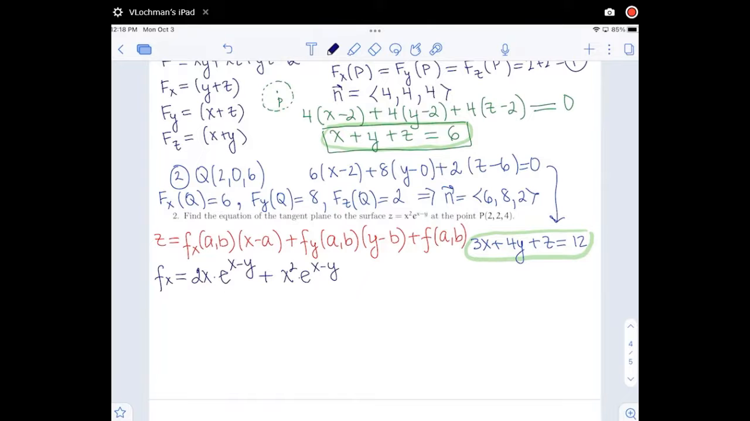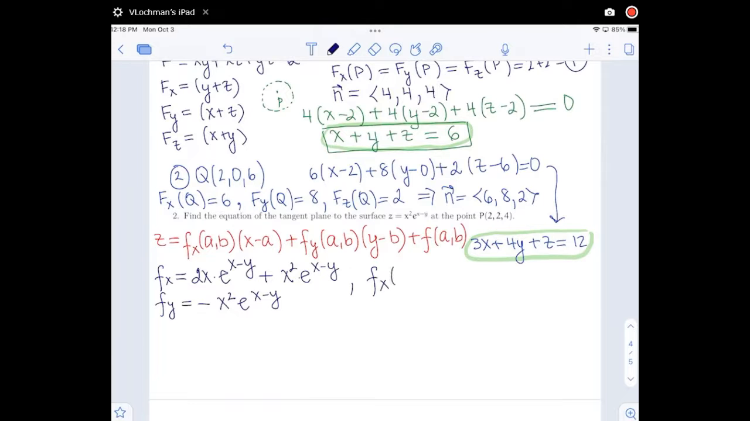Okay. Then with respect to y, what do we get here? Here we just have one function of y, right? x squared is a constant, so this becomes negative x squared e to the power x minus y. Okay, so these are my derivatives. Now I need to evaluate them.